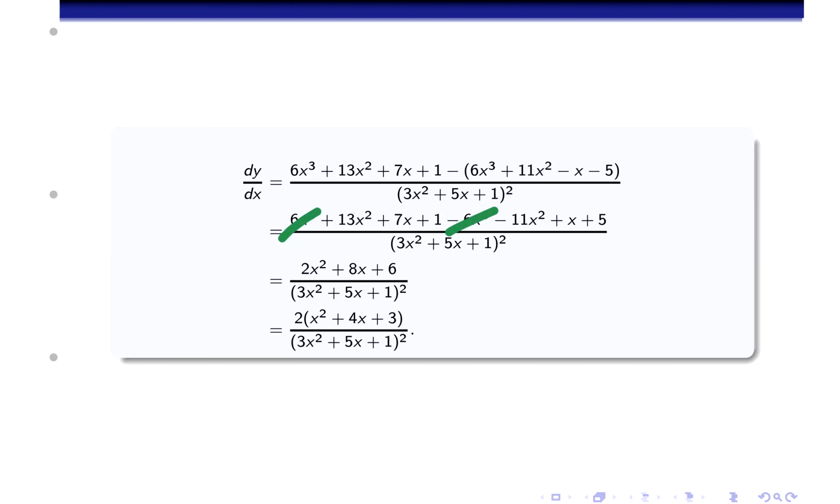13x squared minus 11x squared is 2x squared. 7x plus x is 8x. 1 plus 5 is 6. And then you have this thing down here. So for the final, you can factorize 2 from here. So you have 2 into x squared plus 4x plus 3. And this is your result for that particular quotient.